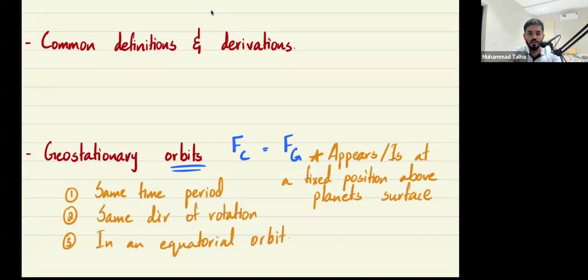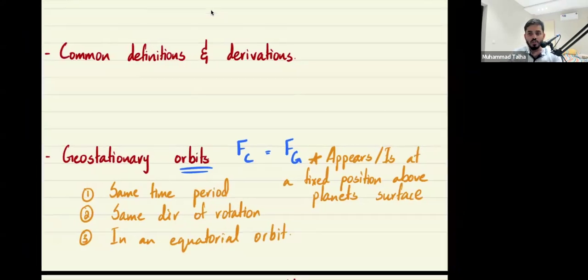Where does the time period of 24 hours come from for Earth? If that thing has to appear at the same point, always above the Earth, it must have the same time period of rotation as well. And it must also obviously be moving in the same direction. Right? So that's the idea about geostationary orbits.